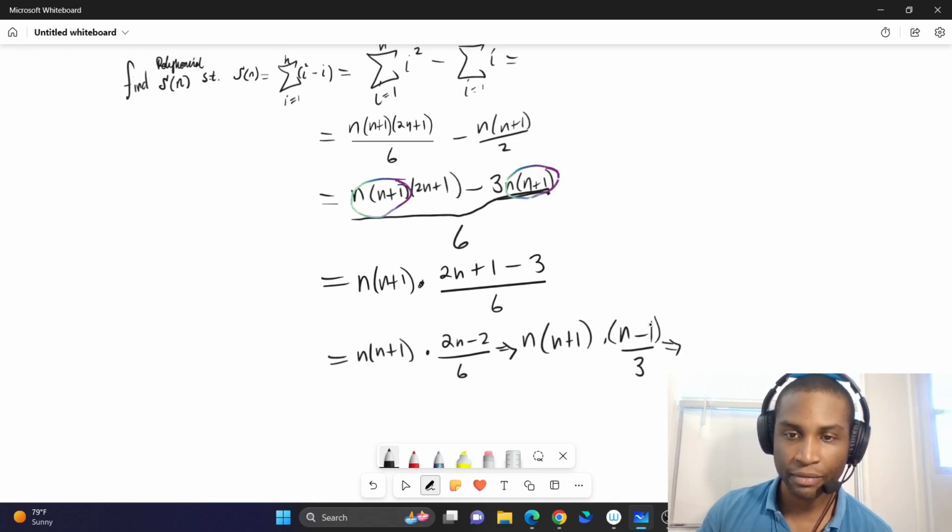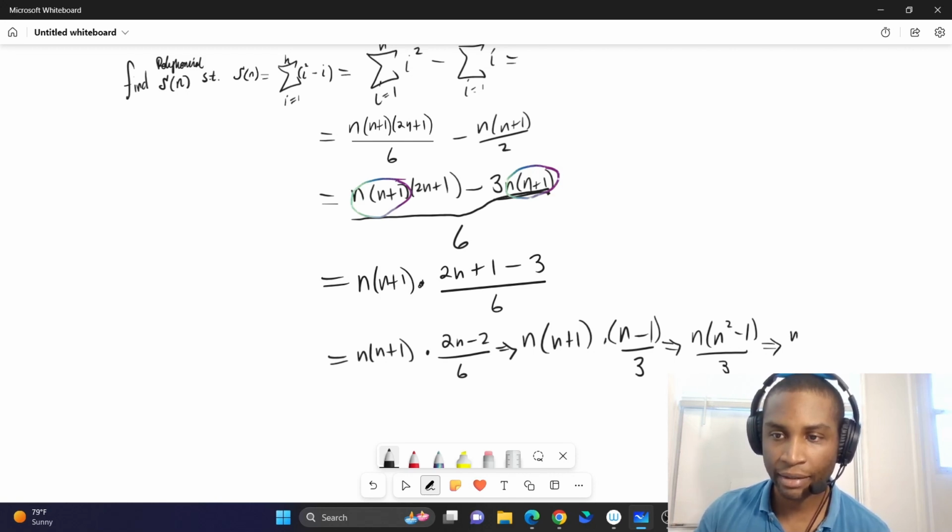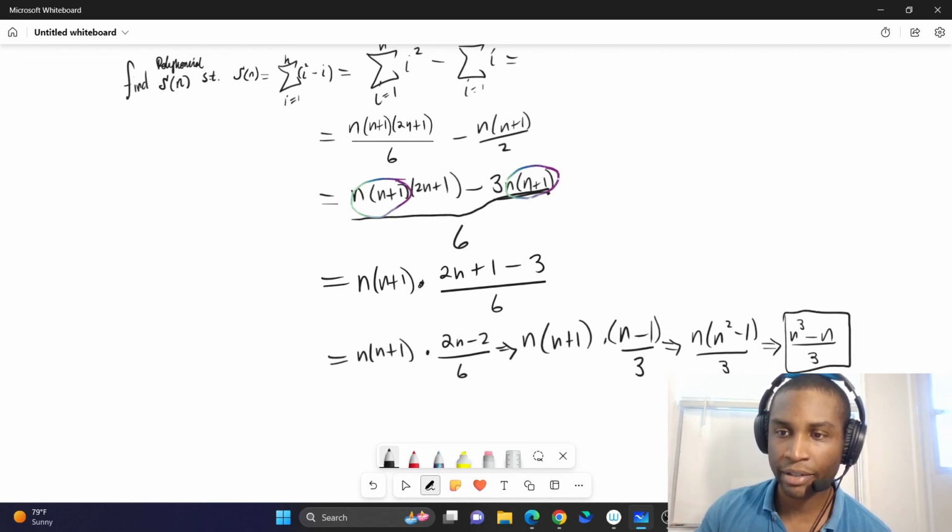Use the difference of squares rule to rewrite this as n squared minus 1 over 3. And then finally, I'm going to distribute that n. So we have n cubed minus n over 3. And there is our polynomial.